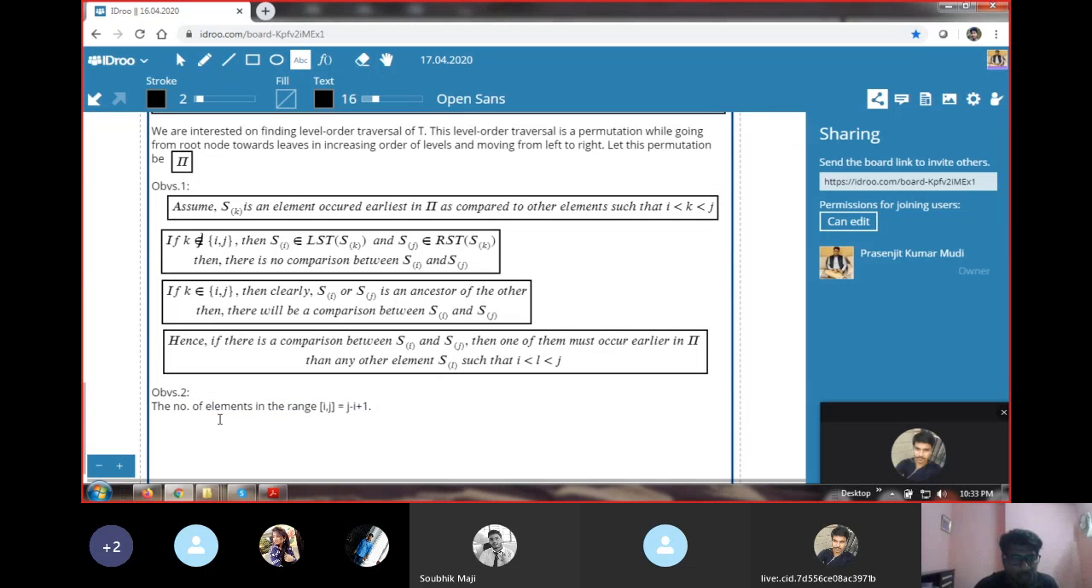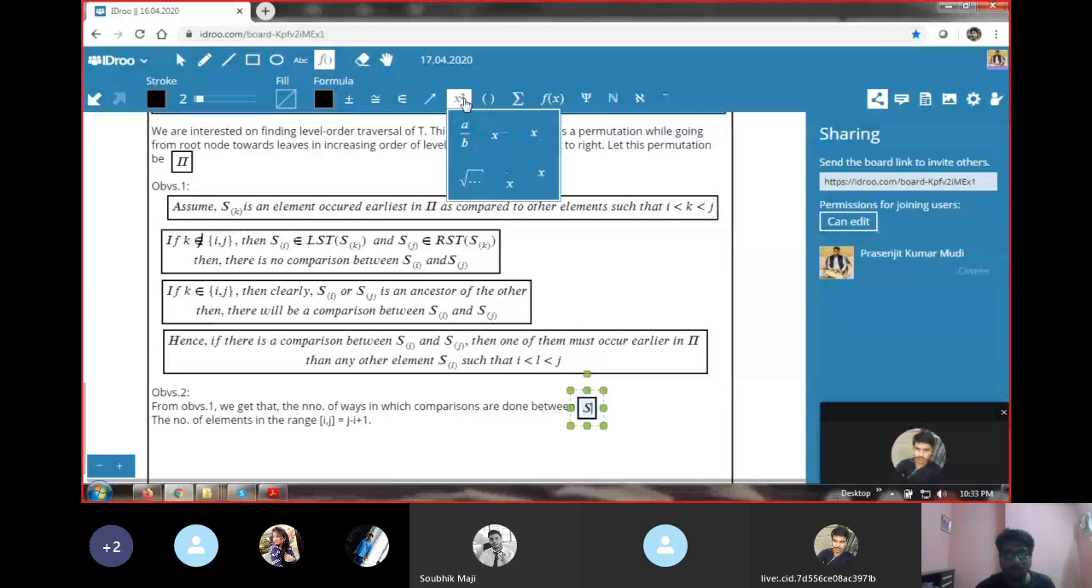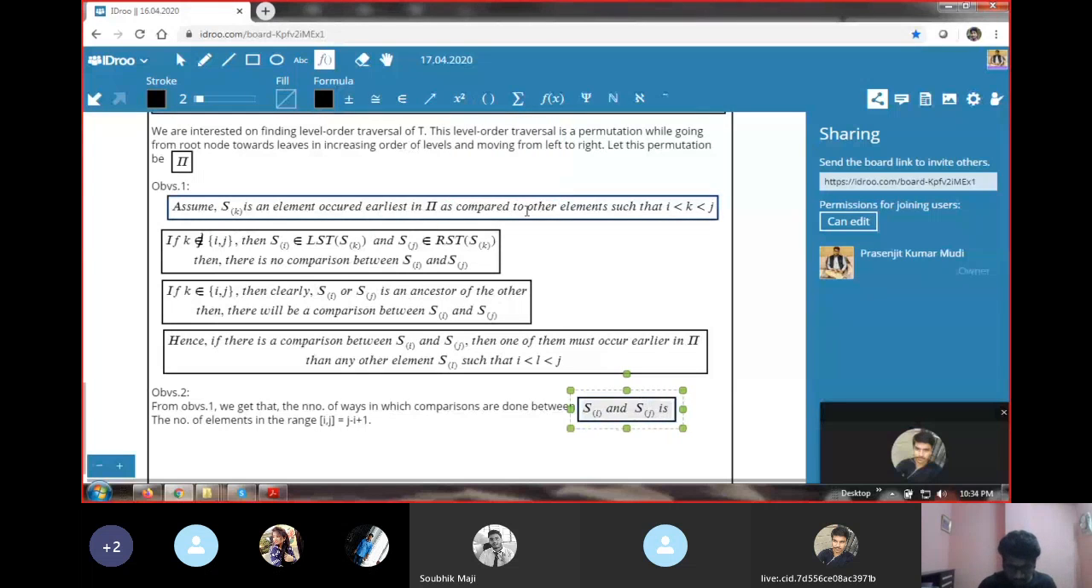Now the total number of ways, so from observation 1, the number of ways in which comparisons are done between, yes, we are about to finish, so between si and sj, the number of ways in which comparison is done between si and sj is 2, full stop.